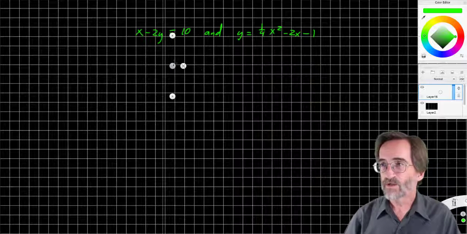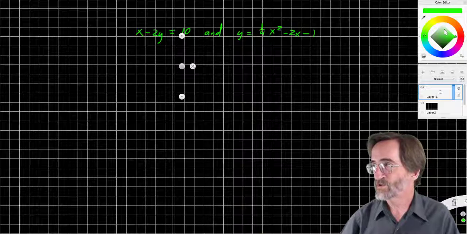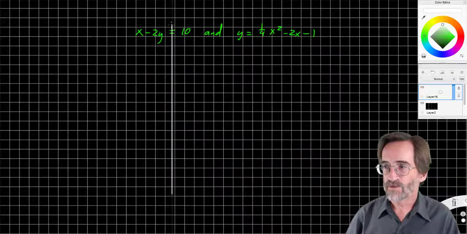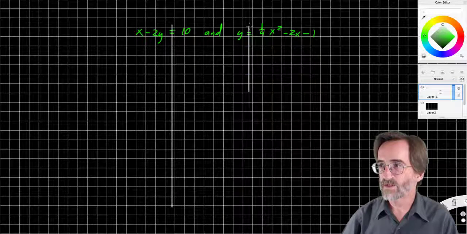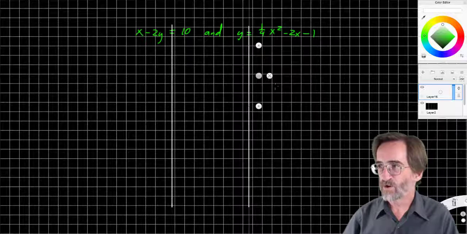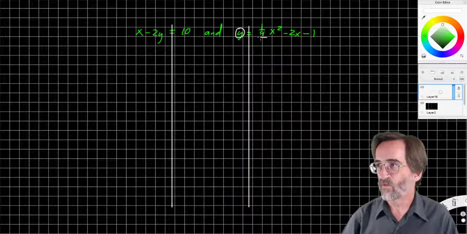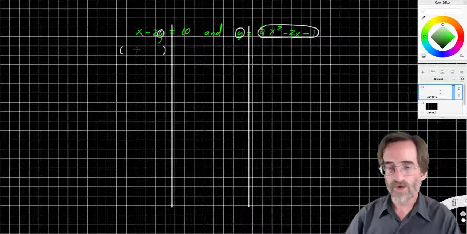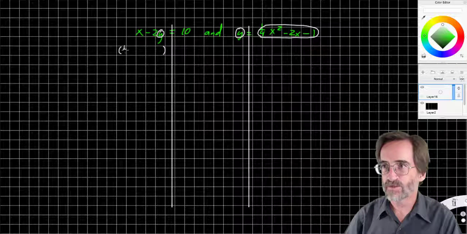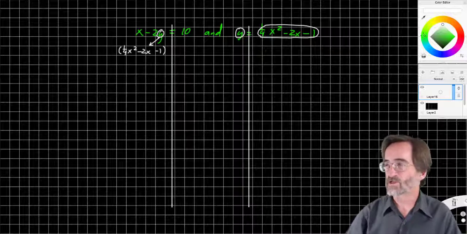All right? I'm going to work in two columns, and I'm going to use a technique called substitution. The principle of substitution is this. If something equals something, then those two things can replace each other. So in this case, if y equals 1/4 x squared minus 2x minus 1, then y can replace that, or 1/4 x squared minus 2x minus 1 can replace y. So where I see a y, I'm going to write 1/4 x squared minus 2x minus 1. Okay, so y gets exchanged for that.